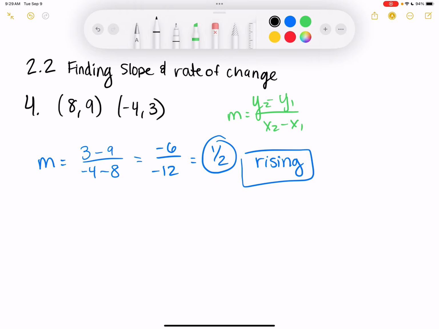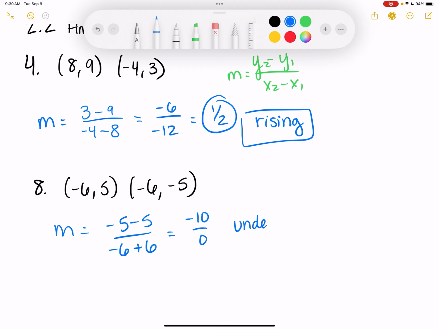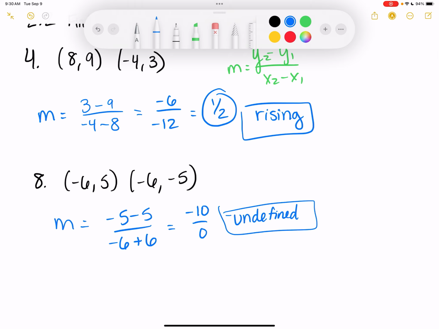The points are negative 6, 5, and negative 6, negative 5. So m equals negative 5 minus 5 over negative 6 minus negative 6, that's going to be a plus 6 then. So negative 10 over 0, what is that? Undefined, because we can't divide by 0. So you have to write undefined, and then we would write that that is a vertical slope.